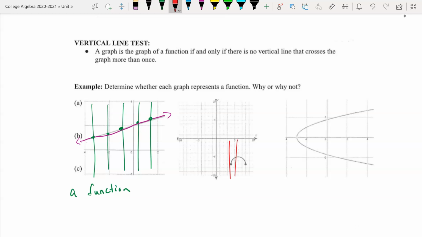Same way here, if I draw a vertical line, it only hits it once, right? At those vertical lines, so that's a function.